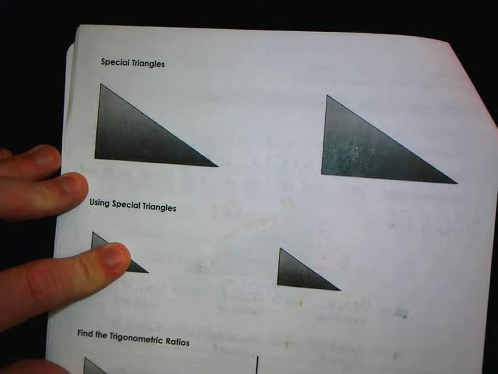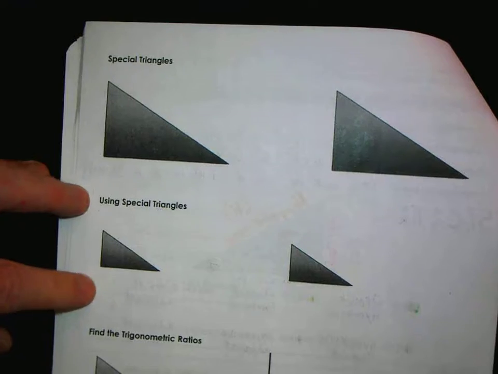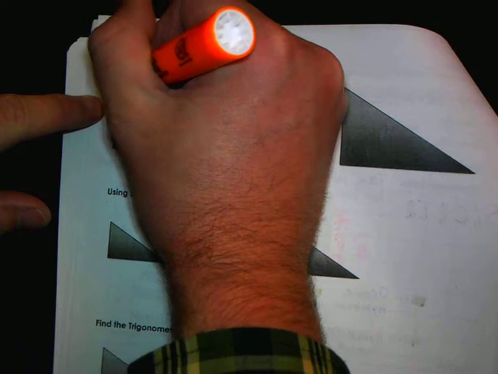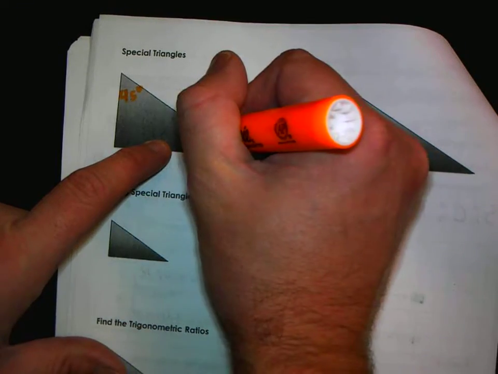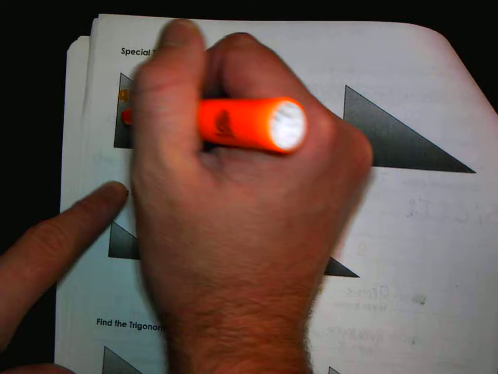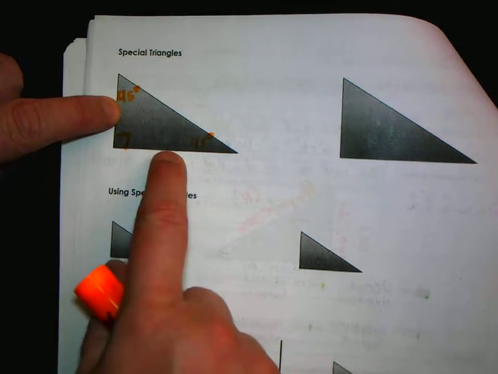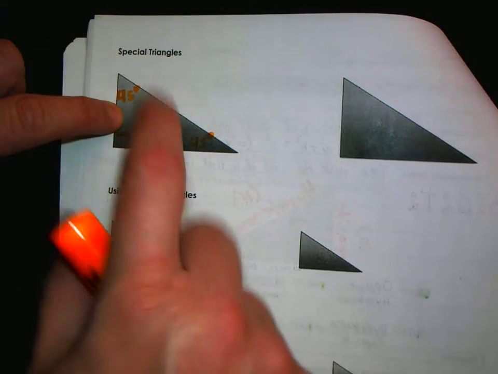So, special triangles, if this is, and I need a better color, if this is 45 degrees, can you guys see that? I need to make that lighter next year. And this is 45, and this is 90. Then there are special properties. One is, if this is 2, then this is also 2. If that's 3, then that's also 3. If that's 4, then that's also 4. If that's 5, then that's also 5.